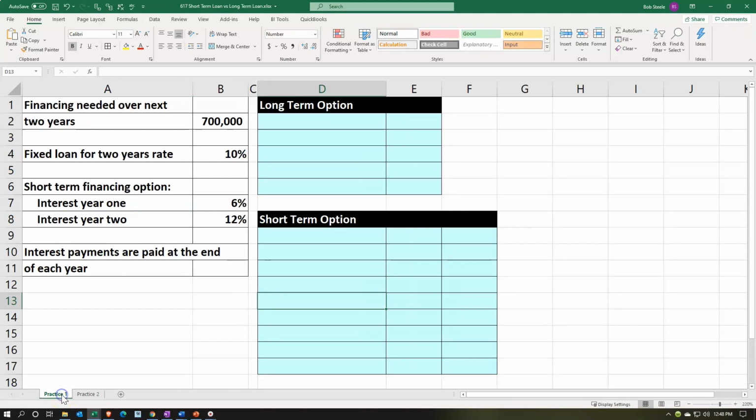Going to go back to the first tab here. Information is going to be on the left. We'll put that into the blue area on the right. The basic scenario is that we're going to need a loan. We're going to be picking out the loan.